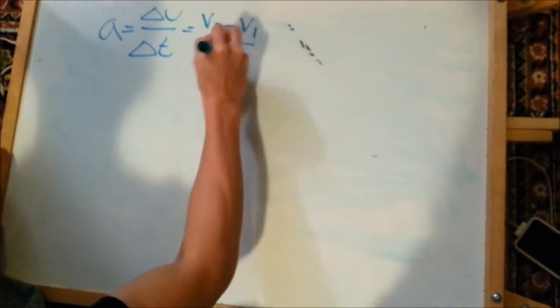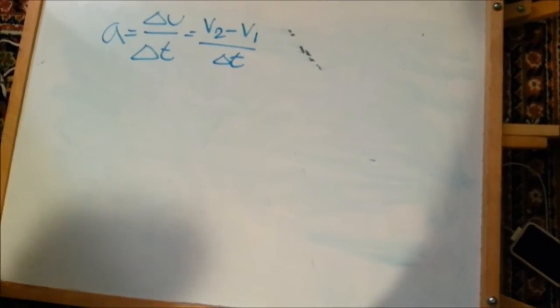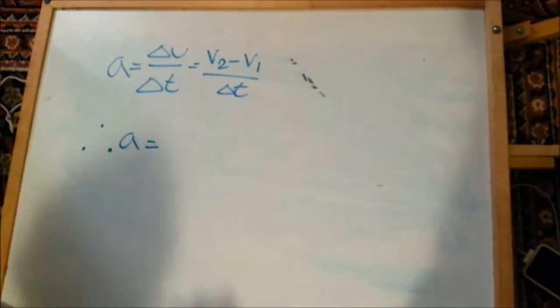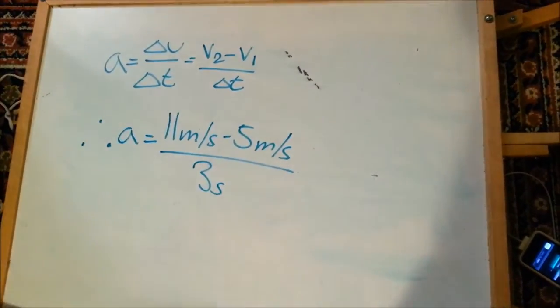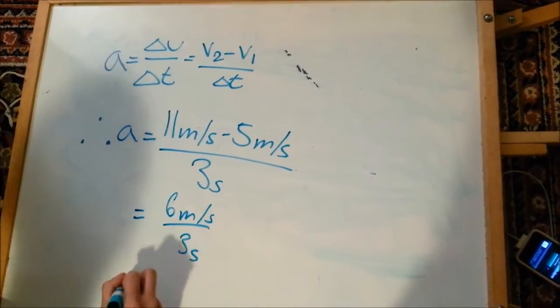Now, we plug all of the information into the formula, which gives you the final answer of 2 meters per second squared. Therefore, we can conclude that the acceleration of the car is 2 meters per second squared.